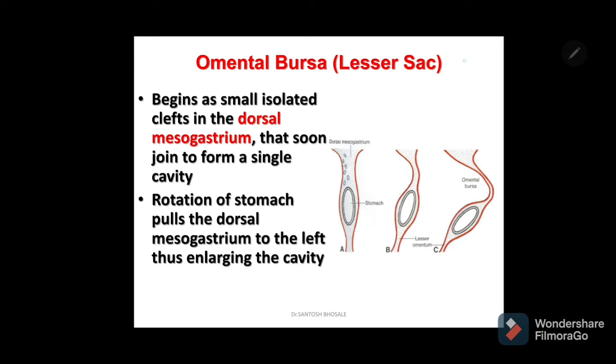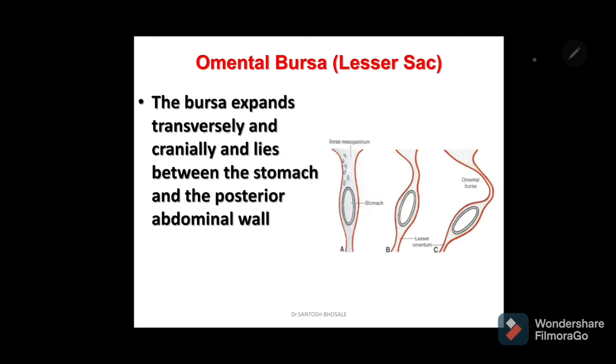So next, going to the development of the omental bursa. As we have already seen, it is due to the small isolated cleft that you see in the right layer of the dorsal mesogastrium, and rotation of the stomach converts this right sided part into a posterior sac or lesser sac. This bursa expands horizontally and upwards, and lies between the stomach and the posterior abdominal wall.